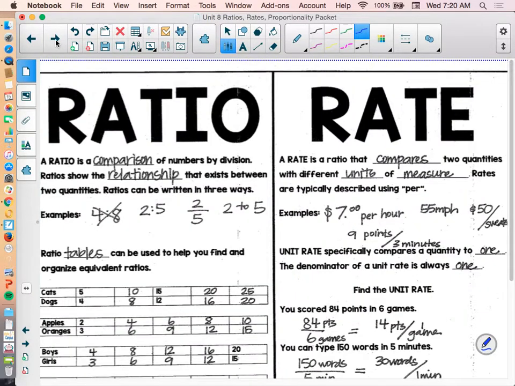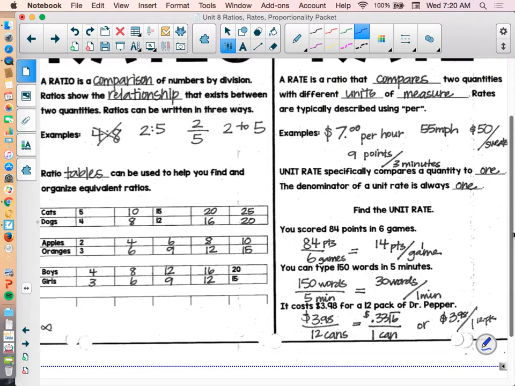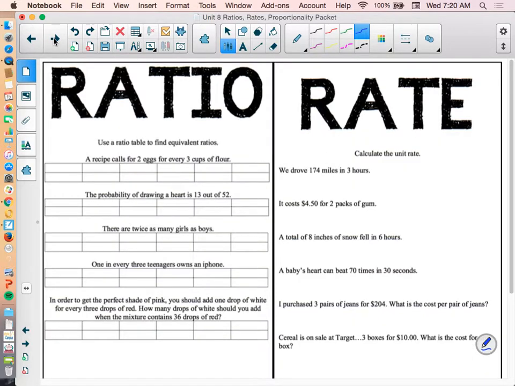Okay, so checking up, just make sure you have your notes. If you can't read anything, please press pause. And going to the next slide, ratios versus rates again, we can use ratio tables. We can use these to find equivalent ratios. And it's really great to line them up in a table because that's what you're familiar with.